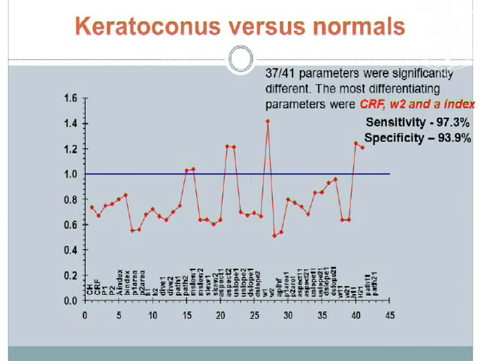We plotted all the 41 parameters by performing multiple variable regression analysis, and we plotted the ROC curve. What we understood is that differentiating between keratoconus and normals was not a very difficult thing. A lot of the parameters were significantly different and lower in keratoconus patients. However, the CRF, the width 2 and the A index. A index is the smoothness of the curve. Like if there are a lot of breaks, then you'll get a lower value. Those were the most important parameters to differentiate between normals and keratoconus. And the sensitivity of these indices was 97.3 and specificity was 93.9.